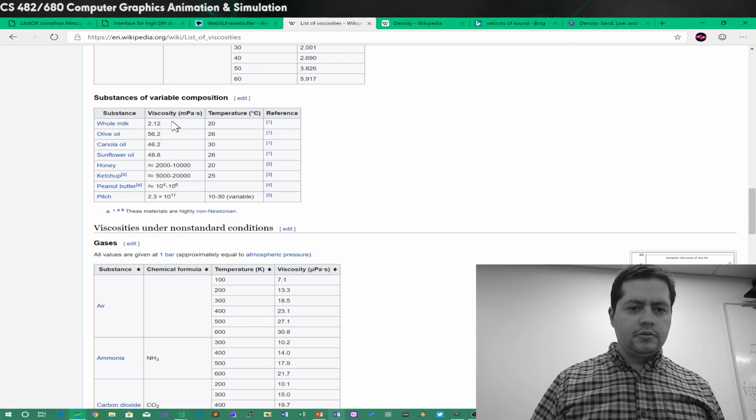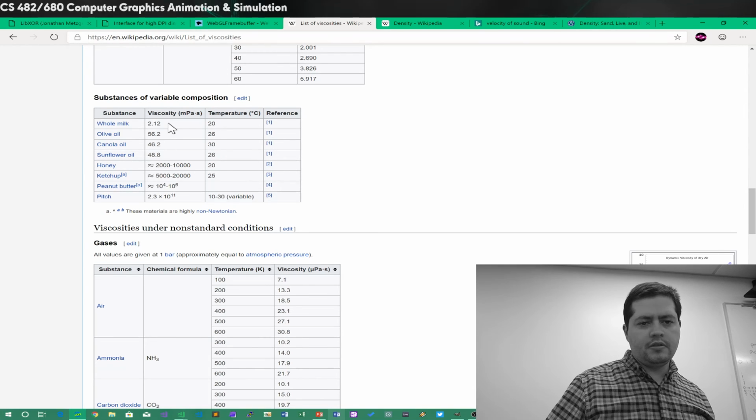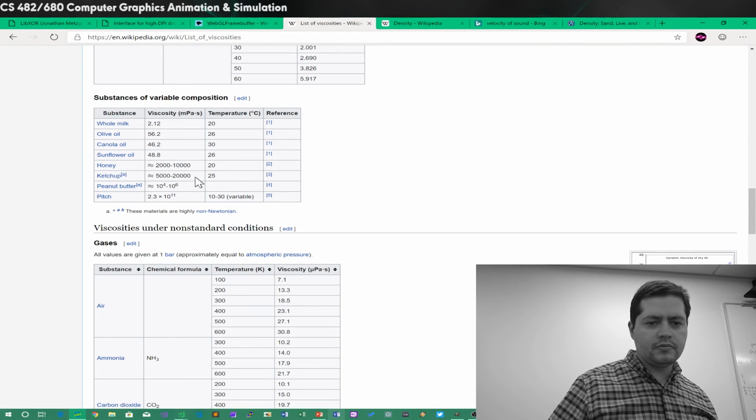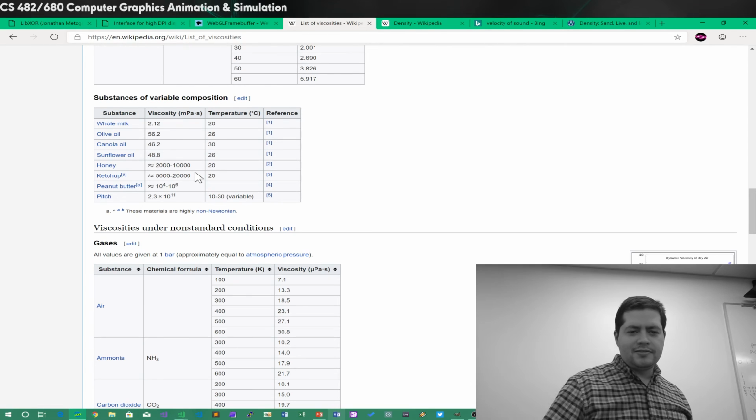So, millipascal seconds. Okay, so whole milk has very low viscosity, whereas ketchup and honey have very high viscosities. Ketchup's weird though because its viscosity is dependent on non-Newtonian factors. Yes, I know this. Yes.